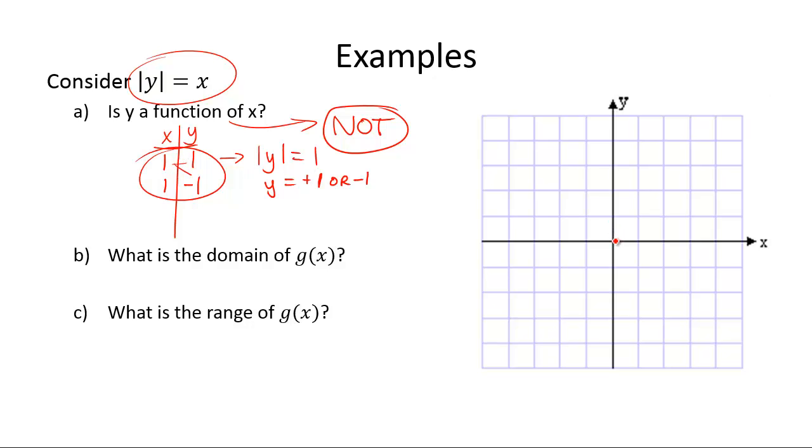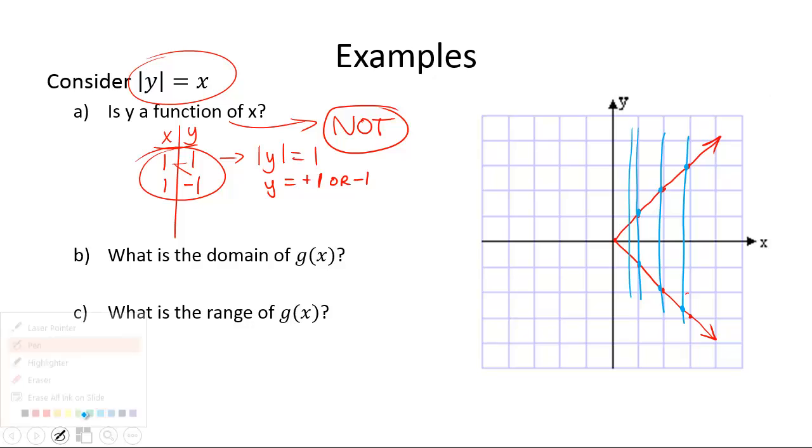And you can see if we start plotting these values, so 1 gave us 1 or negative 1. You'll see 2 would give you 2 or negative 2. 3, 3 or negative 3. And so it would look like this. Now if you pull a vertical line test on this, you can see that the lines actually cross at two points, causing it not to be a function.